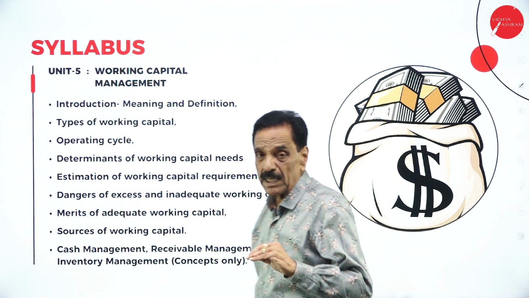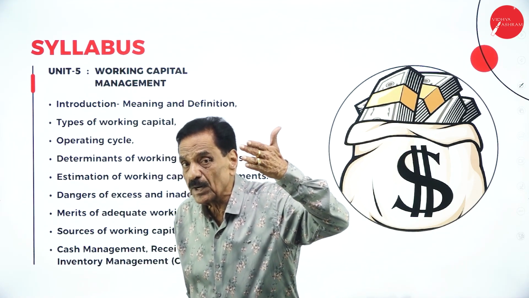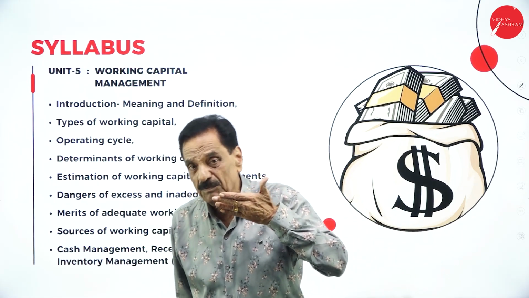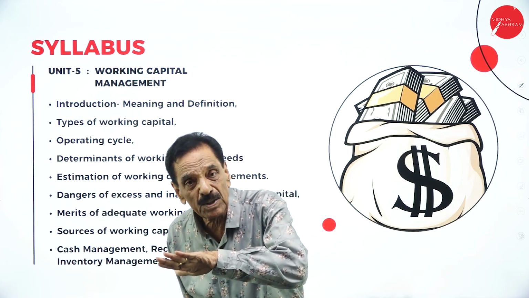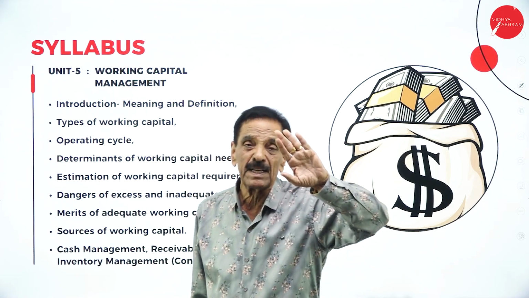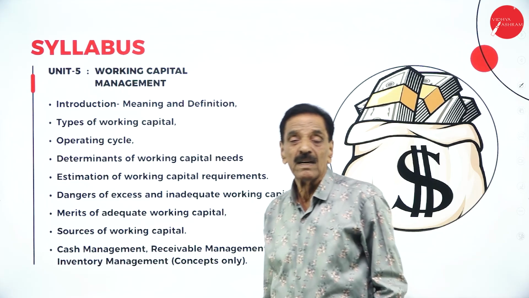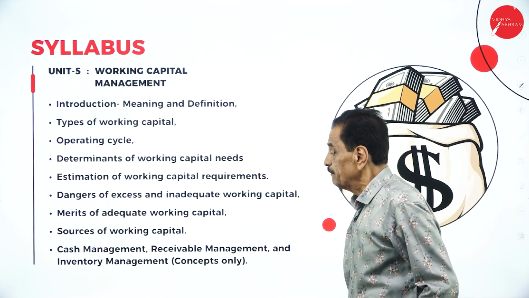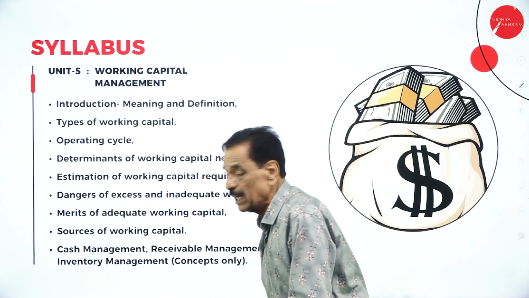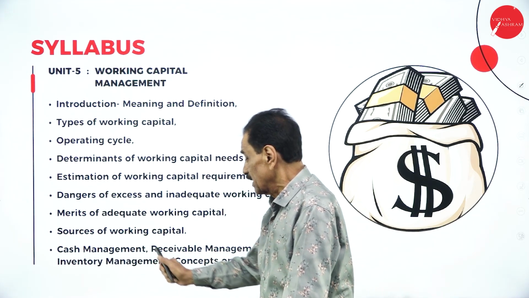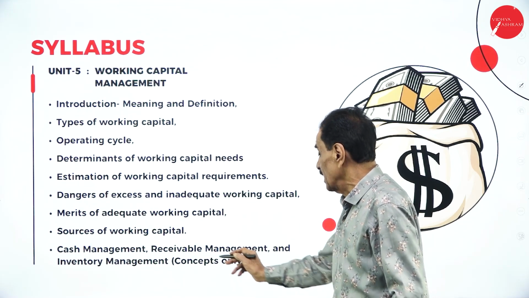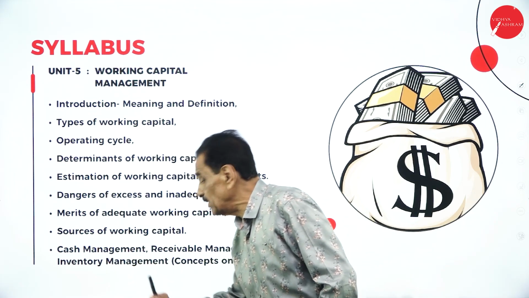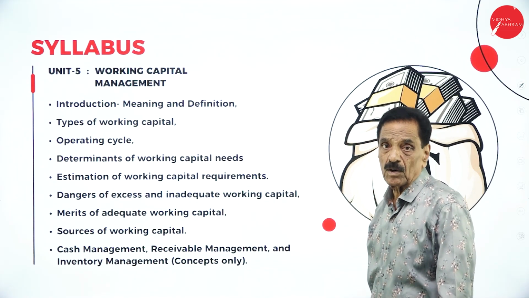What is working capital? Excess of current assets over current liabilities is called working capital. If the assets are more and the liabilities are less, it is called positive working capital. If the liabilities are more and the assets are less, it is called negative working capital. That we are going to deal with here. Here, the sources of working capital, how we get the working capital. Cash management you are going to study. Receivable management, meaning credit policy, we are going to study. Inventory, meaning stock management, the concept you are going to study.